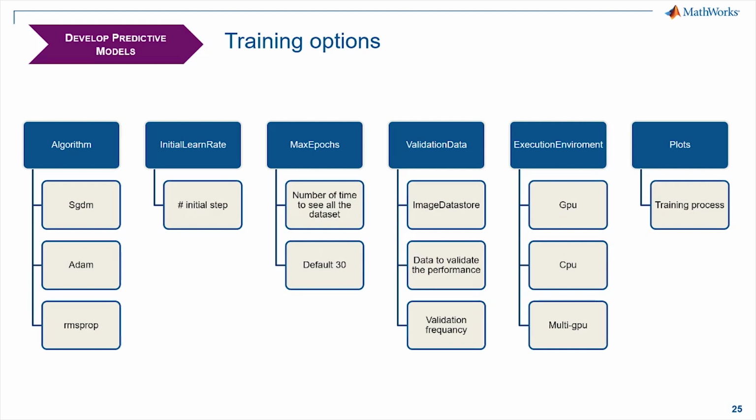So it depends. Probably it's better to set this value. Then the validation data is very important, because it allows us to see if we are overfitting or not. And to do this, we also need the validation set. And also we have the execution environment. So we can say it's the environment in which our training will be built.